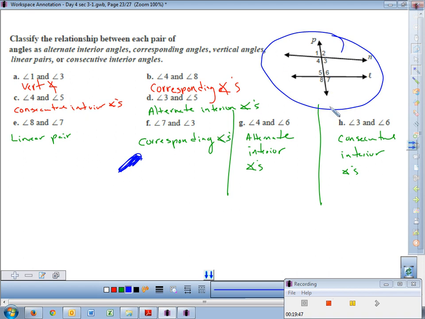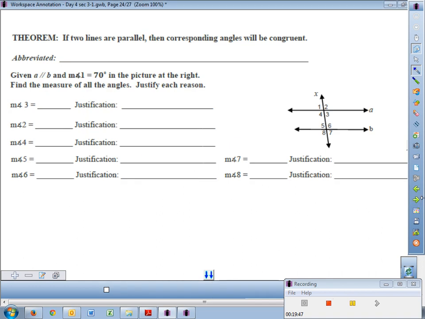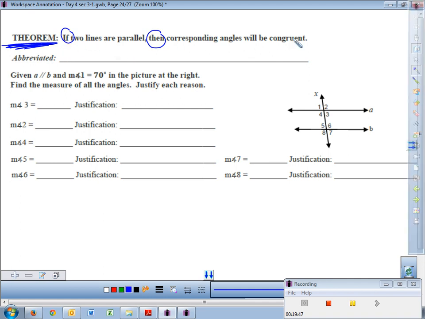What kind of angles are these? What kind of angles? So, awesome. Now, here's a big boy. Here's a theorem right here that says if two lines are parallel, then corresponding angles will be congruent. So, this is the actual theorem. If two lines are parallel, then corresponding angles will be congruent.